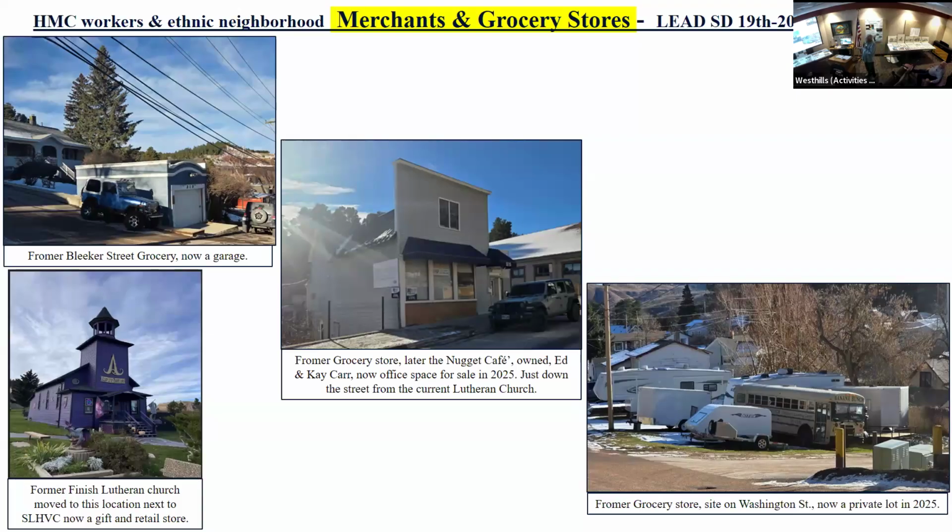More places, grocery stores. Bleecker Street grocery store is now a garage. The former grocery store in the middle there was the Nugget Cafe, owned by Ed and Kay Carr. It's now office space and is for sale if you want to put a grocery store in there or start a restaurant. And way in the Washington area, it's now a parking lot. There was a grocery store there, and then I believe the Washington School, elementary school, they tore it down, and now it's a parking lot.